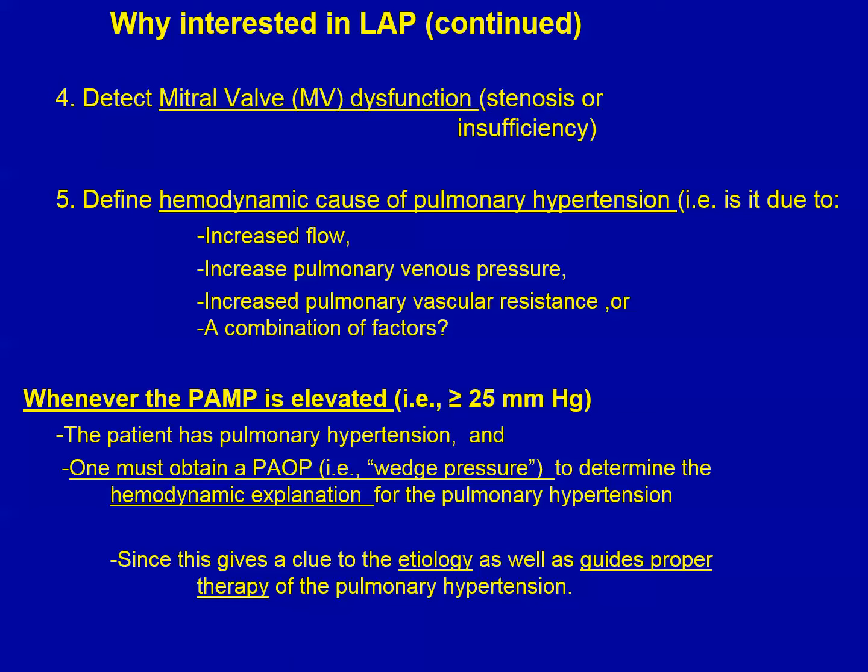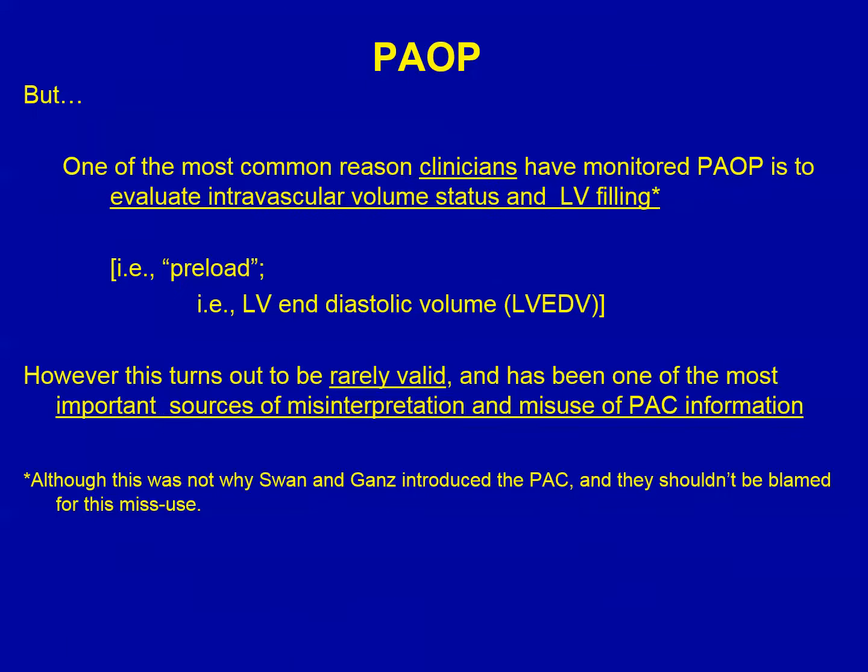Thus, whenever the pulmonary artery mean pressure is elevated to 25 millimeters or more, the patient has pulmonary hypertension, and one must then obtain a wedge pressure to determine the hemodynamic explanation of the pulmonary hypertension, since this gives you a clue to the etiology and also guides the proper therapy of the pulmonary hypertension.